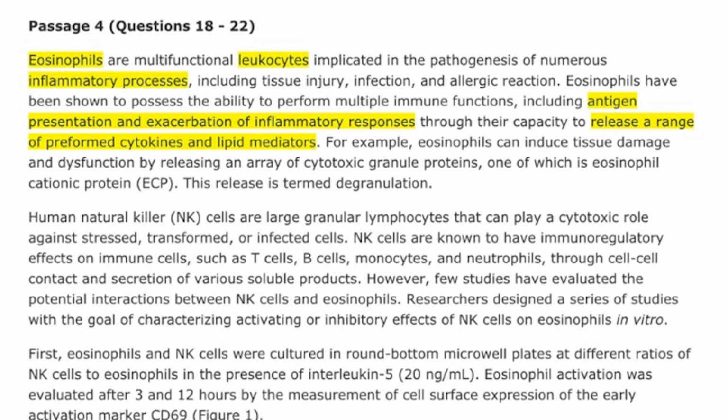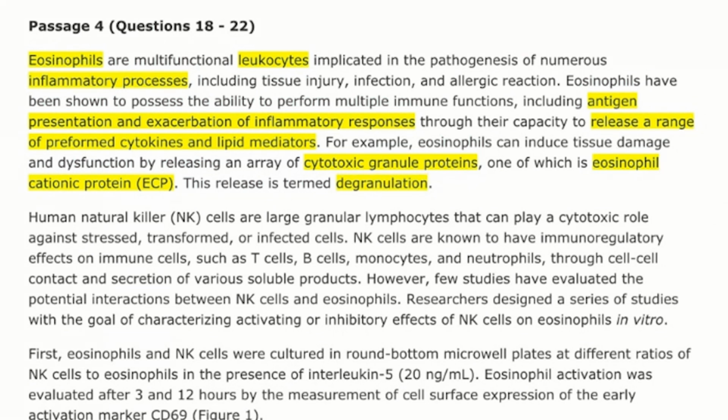And then this even more specific example they gave me was a cytotoxic granule protein. So I'm going to highlight that. I'm going to highlight my definition of ECP, because that's what my even more specific example is. And then lastly, I'll highlight degranulation. So now I feel happy that I've gotten the main words that I need to know.